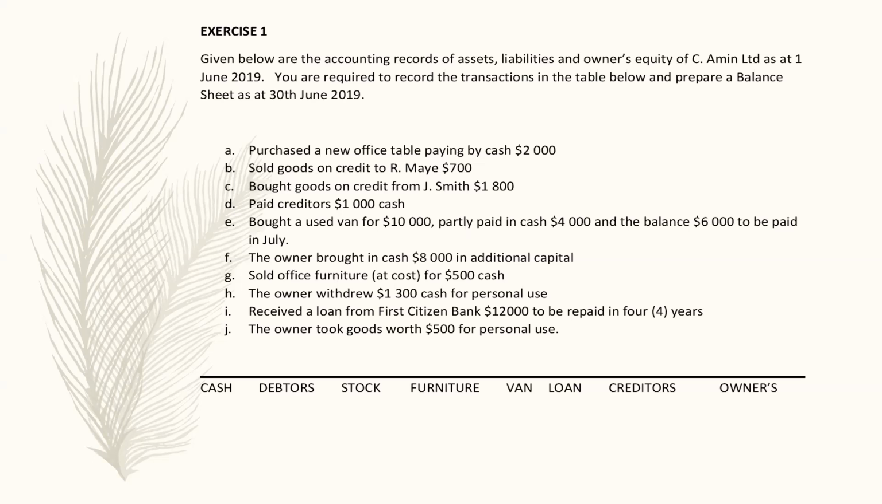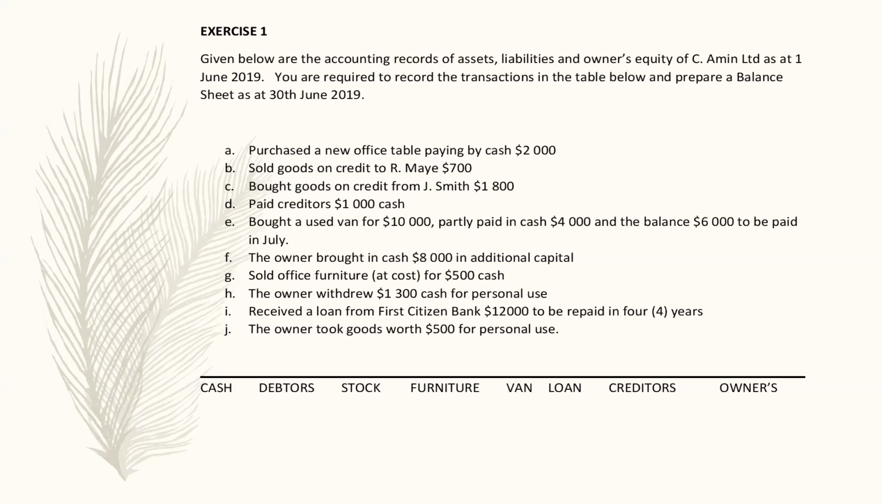Let's look at G. Sold office furniture, $500 cash. Because you sold office furniture, it is leaving the business. So under the column of office furniture, you put minus $500. And of course, you receive cash, so you put a plus $500 under cash. And that is G.